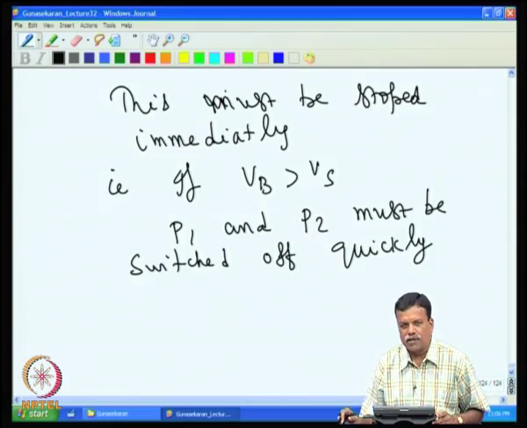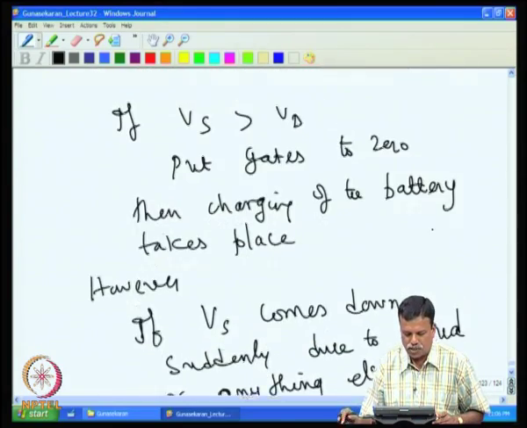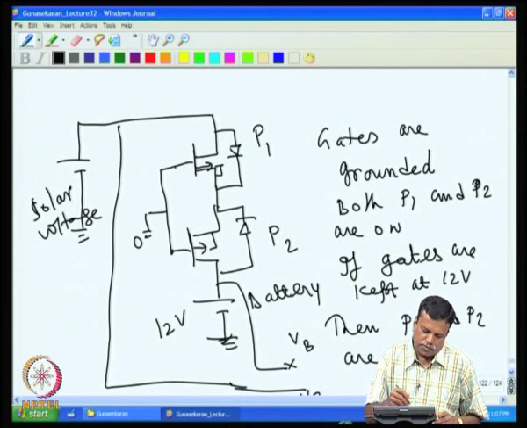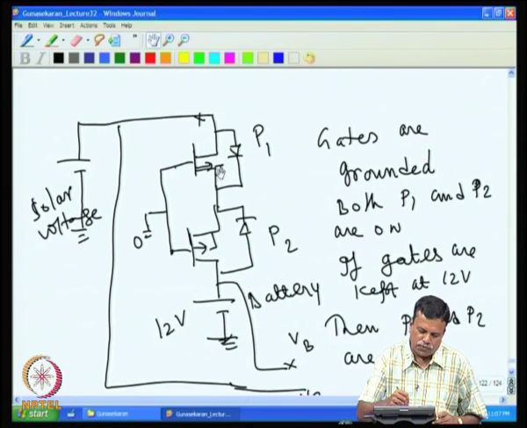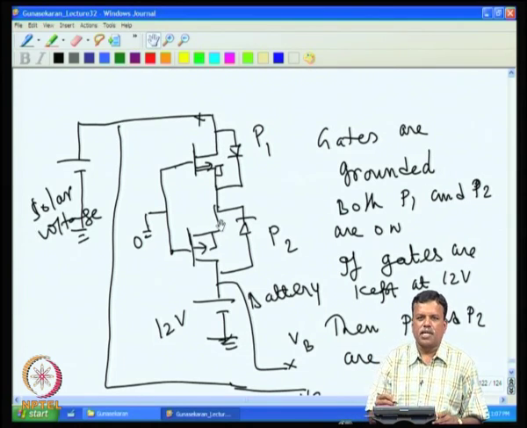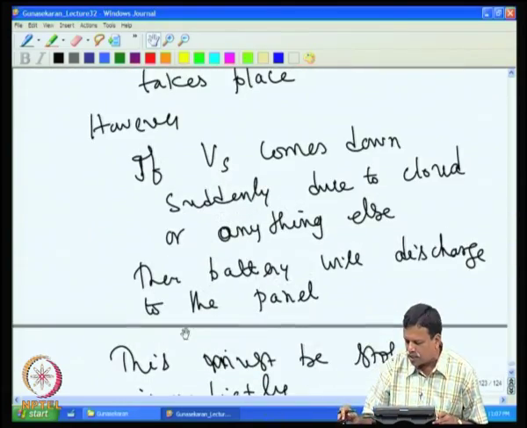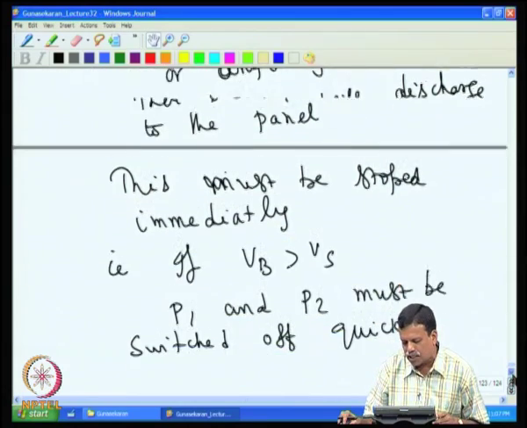In fact, in real life, once P1 and P2 are on, the panel voltage starts charging the battery. While charging, the resistance across this is small, a few milliohms, and this is also a few milliohms. If the charging current is 1 ampere, you will have a difference of only 40-50 millivolt between the panel and the battery, because a solar cell has a characteristic: as you draw more and more current, the voltage decreases.